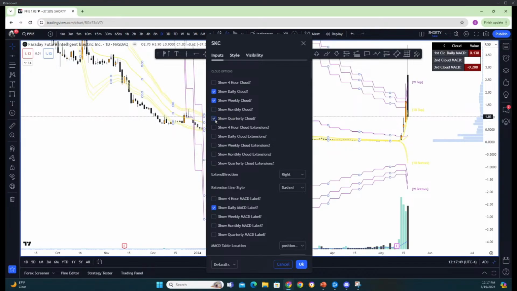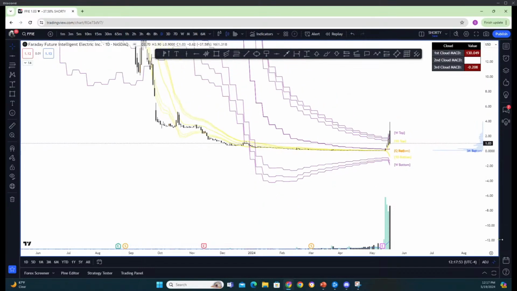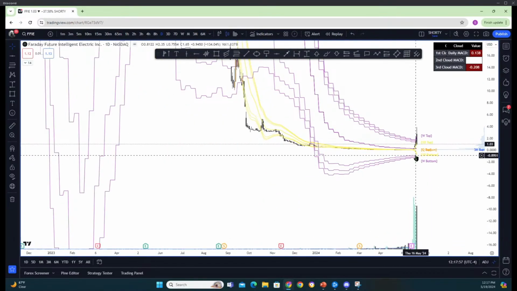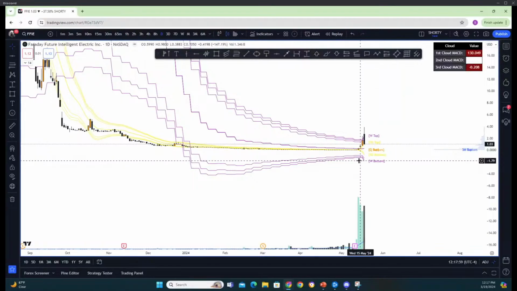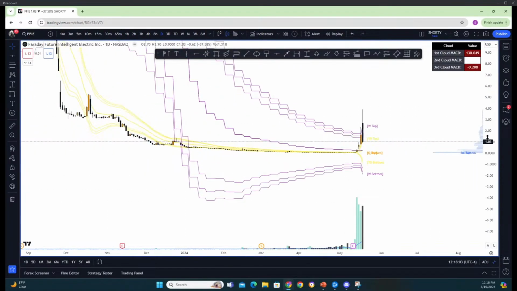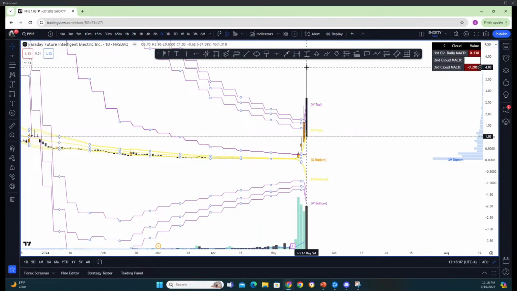See, so I'll just add quarterly for a moment. I mean, it was compressed, right? You see how tight the clouds get. So yeah, whenever clouds are tight, that's usually indicating a major short squeeze coming. And if you look at these yellow clouds, I believe that's your daily. I mean, there was no space left here, so it had to explode to one level.